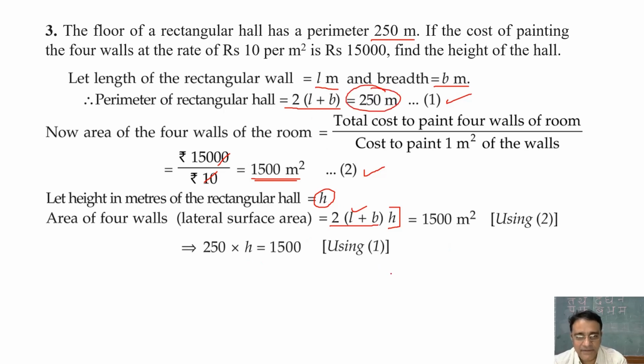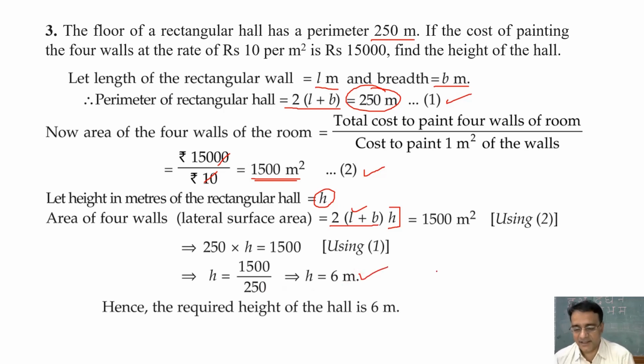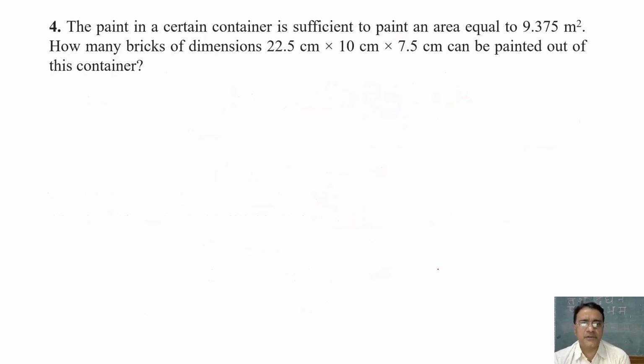Now what is the value of h? 1500 upon 250, that is 6 meter, right? Hence the height of the hall is 6 meter. Any doubt in this question? No, sir. Okay, so now we'll move towards question number 4.